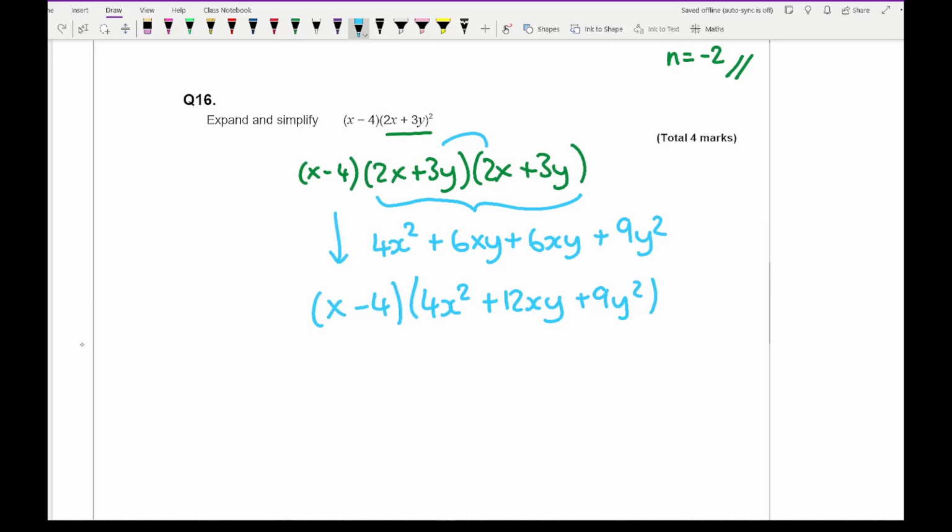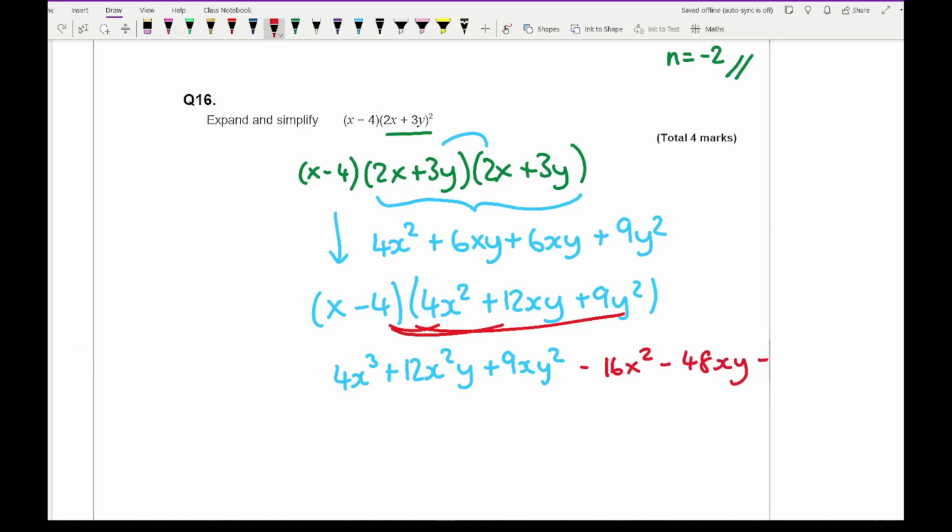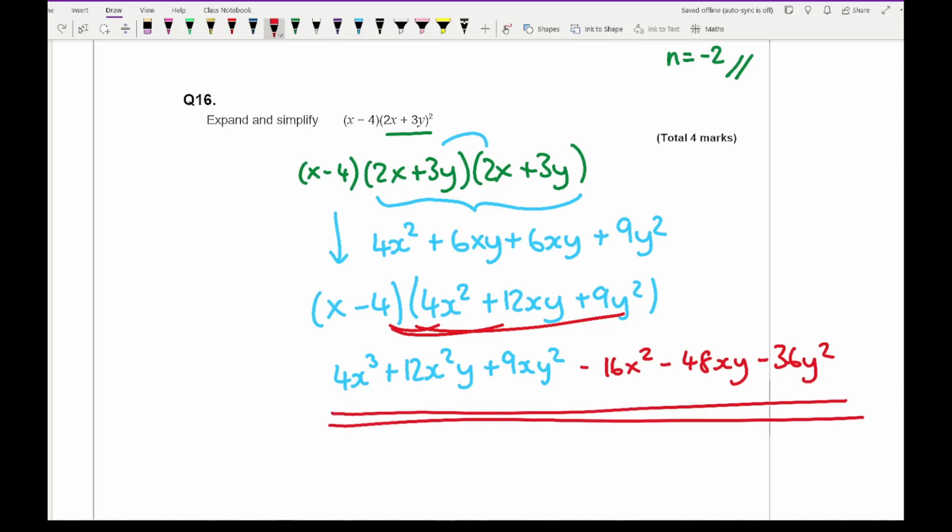So here I'm going to end up with 4x cubed plus 12x squared y plus 9xy squared. And then here I'm going to end up with plus, and then, well no, it's going to be minus. Let's do a different color so you can see what I'm doing. So then this is going to be minus 16x squared minus 48xy minus 36y squared. Now from this you can see that I really haven't got any like terms that I can join together. So that, believe it or not, is my final answer.